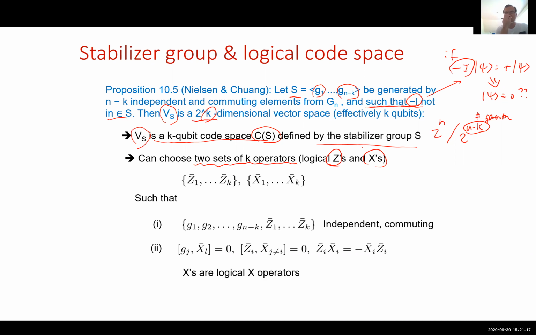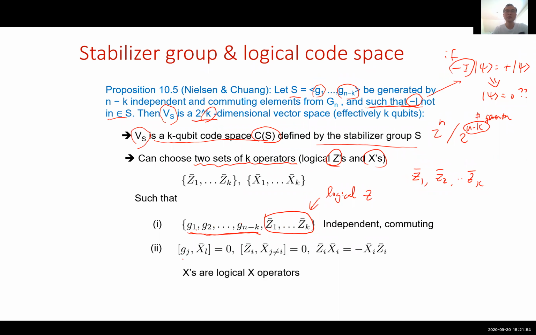And you can show that you can indeed make this. So adding this logical Z operator, for k qubits you could have logical Z1, logical Z2, etc., up to logical Zk. They should commute with the stabilizer generator. They are independent, and they commute.